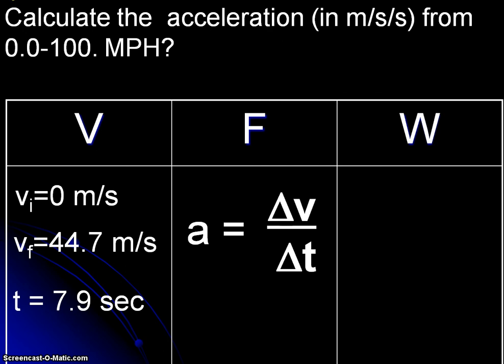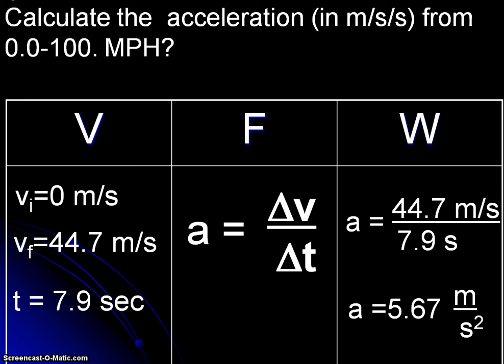I set up my variables. 0 is my initial speed. My final speed is 44.7 meters per second, or my final velocity. I converted that from miles per hour into meters per second for you, and in a time of 7.9 seconds. My formula, acceleration, is delta v over delta t. Then here's the work: my change in velocity divided by the time. So the acceleration is a blazing 5.67 meters per second squared.